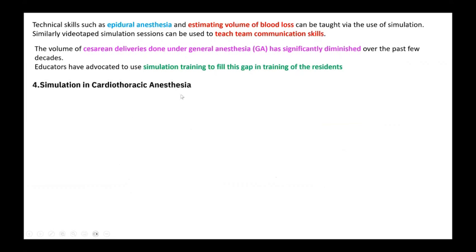And the volume of cesarean deliveries done under GA is now very much reduced. Everybody prefers only spinal as a first choice. So giving GA has considerably reduced. So that also can be trained in simulation labs, so that if there is a necessity, you will not be struggling to give GA for an emergency cesarean delivery. And simulation training will fill up the gap in the residency program training.